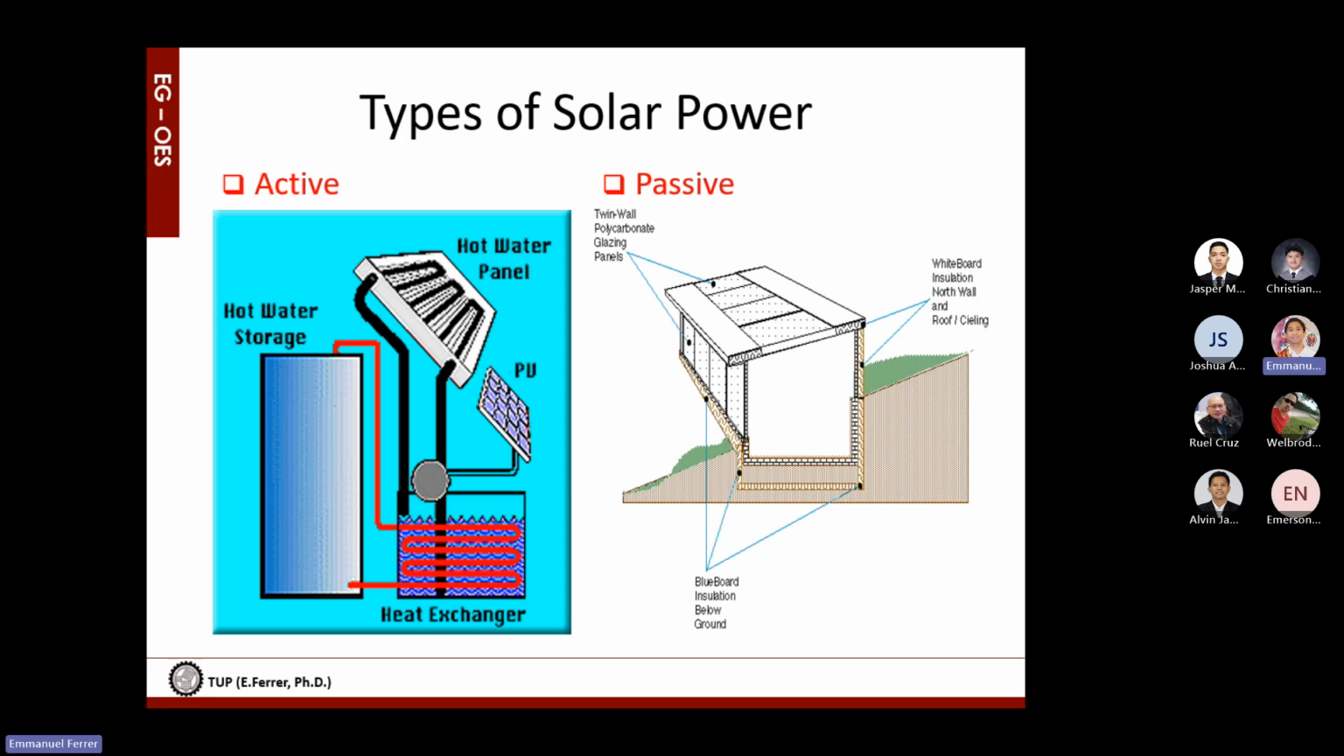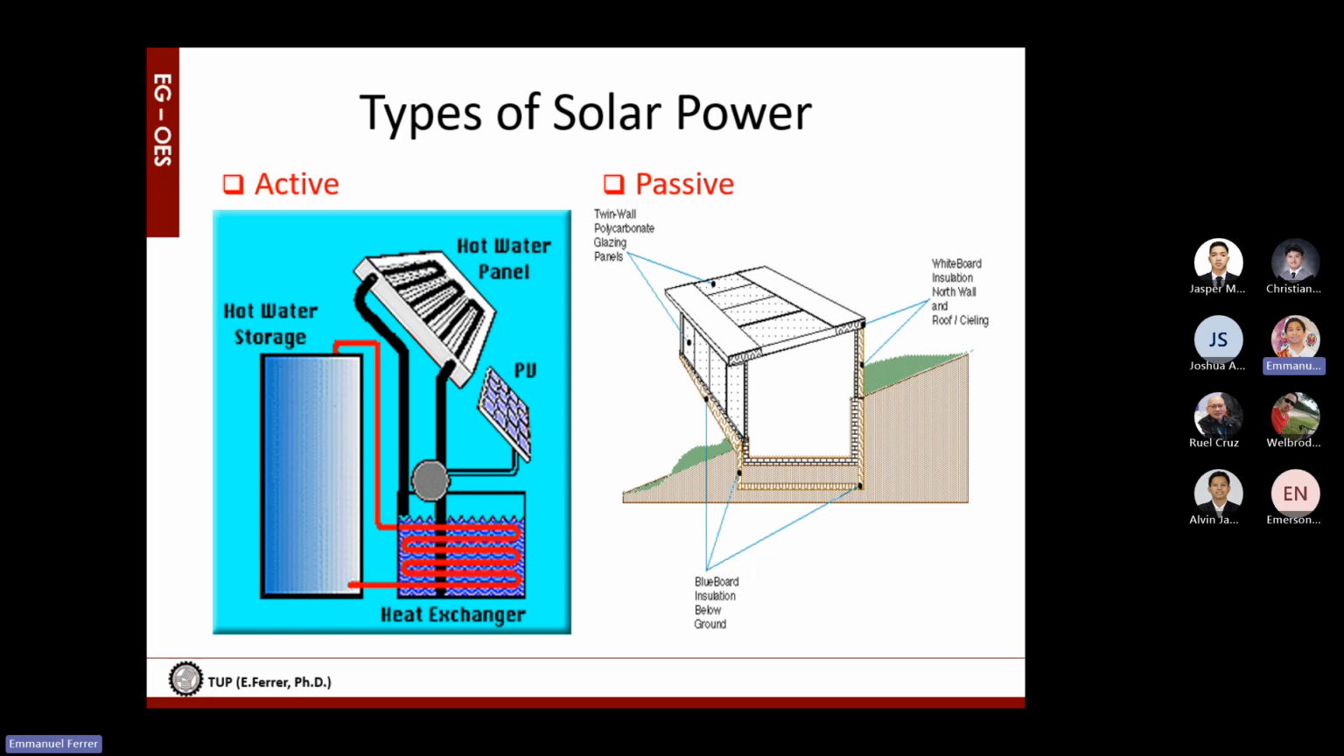So for passive, yan, essentially tina-trap mo. So for passive lighting, usually to lighting and heating. So you have to design the house to get the most hours of sunlight, no? And then syempre storage of heat para during nighttime you have heating, no? Without the use of electricity kasi na-store mo na yung heat during the day. Okay, so passive yung tawag doon.